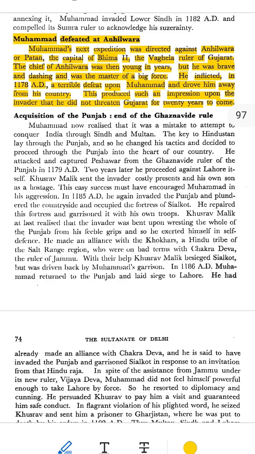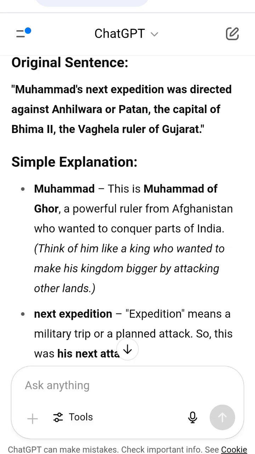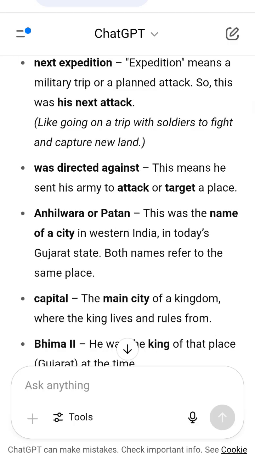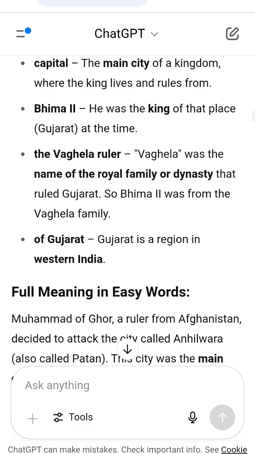Why it mattered: Multan became Muhammad's first base in India. From here, he could plan more attacks and gain more power in the region. 2. Uch captured soon after, also in 1175 AD. Muhammad then moved toward Uch, a nearby town in Upper Sindh.